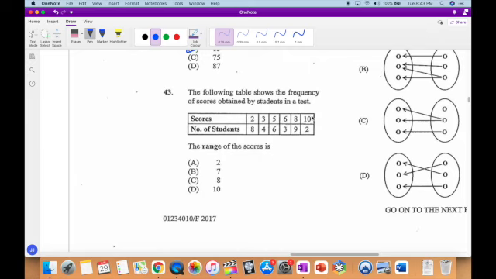The following table shows the frequency of scores obtained by students in a test. So the scores, and these are how many students received those scores. The range of the scores is, well, we take the highest score, 10, minus the lowest score, 2, and the range is 8.